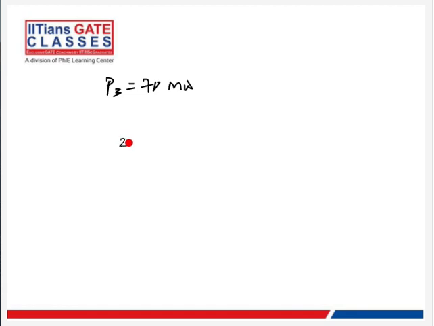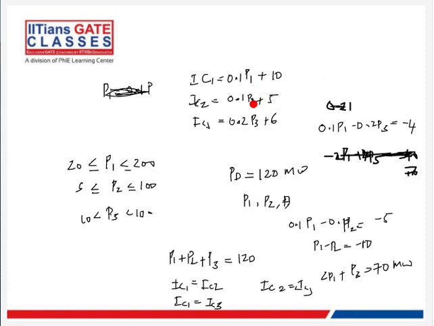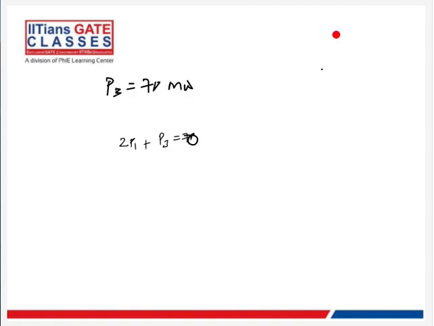Basically we got P1 plus P3 is 70. That's the equation. No, there's something wrong over here. Yeah, 70, correct. So as per his solution, this is one equation, and if you rearrange this, IC1 is equal to IC3, you will get 0.1 P1 plus 10 is equal to 0.2 P3 plus 6. So if you rearrange this, you will get 0.1 P1 minus 0.2 P3 is equal to minus 4, right?